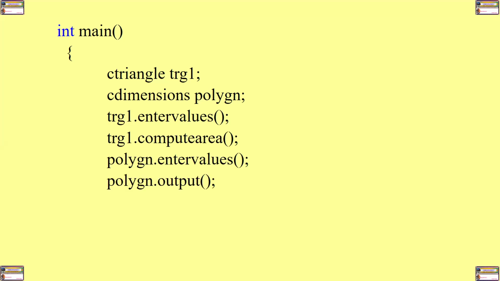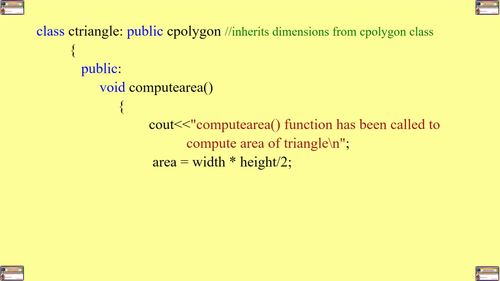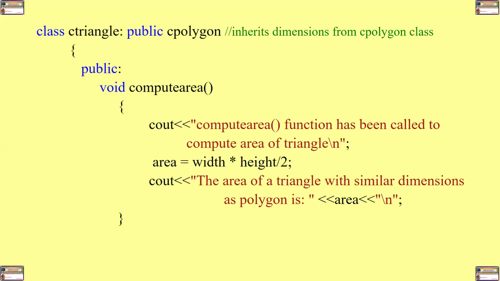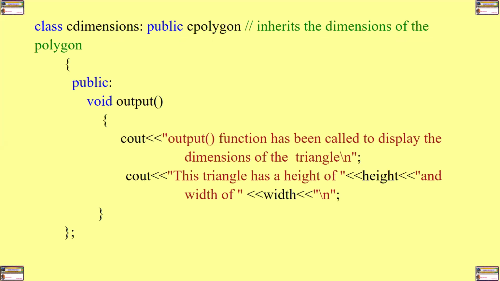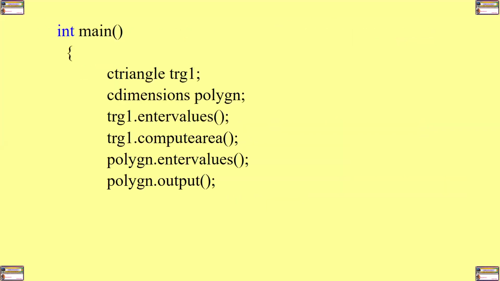And then from there, the control will be brought back and this statement will be executed, which will invoke the output function. And where is the output function? It is this one. Once that is done, the control will be taken back to the operating system and the program will end.